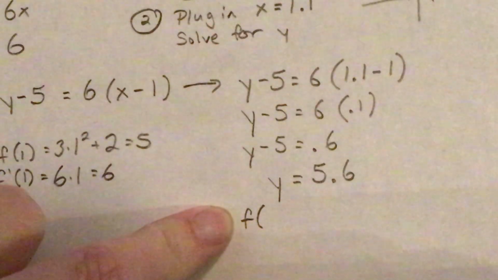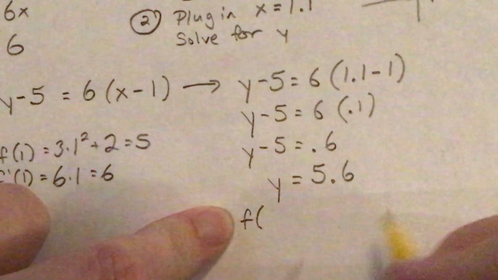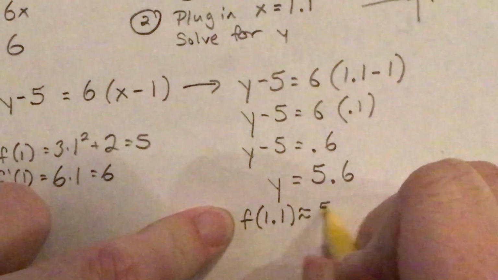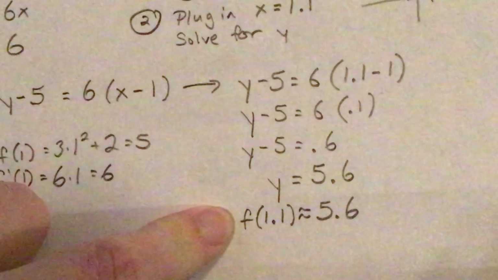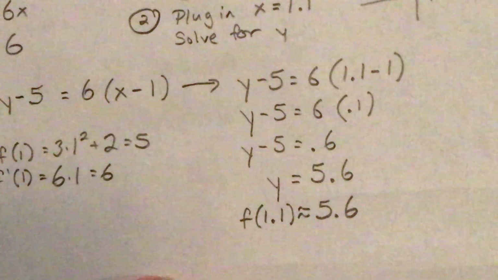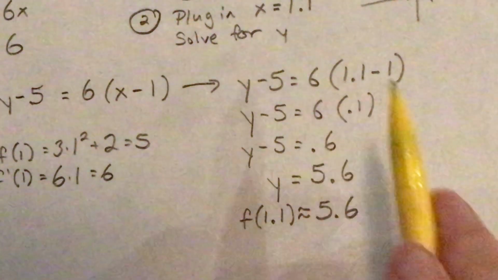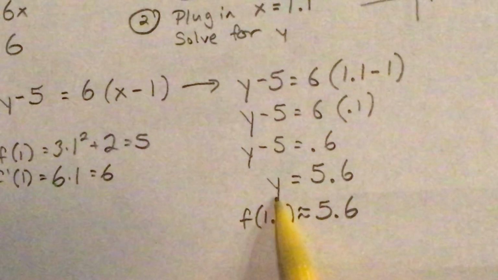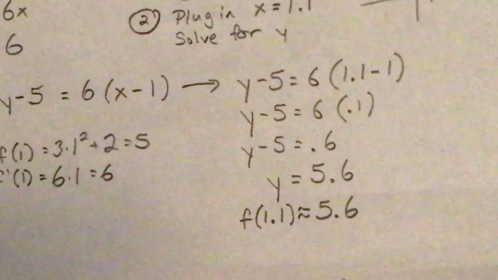f of 1.1 is close to 5.6. So we did not need a calculator for any of that. We plugged in 1.1 for x, subtracted, multiplied, and then added to get y completely by itself.